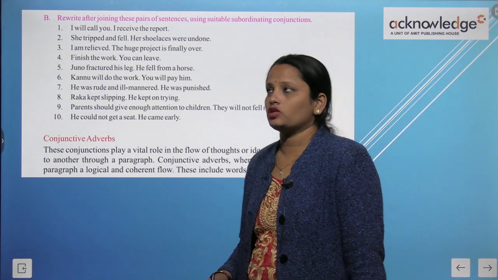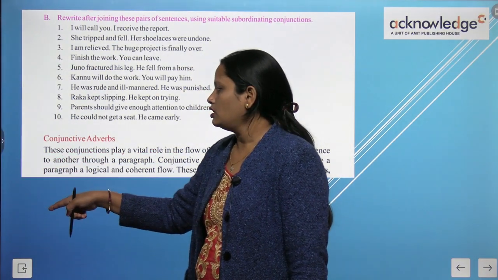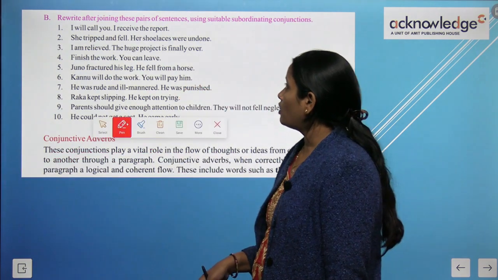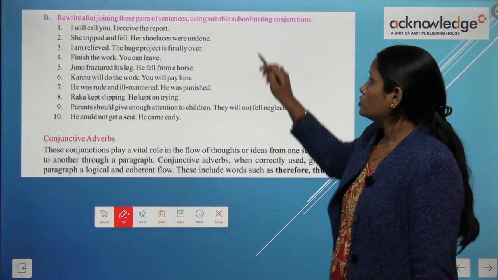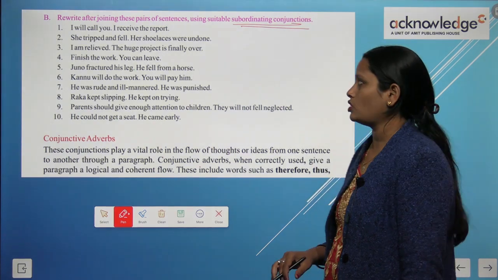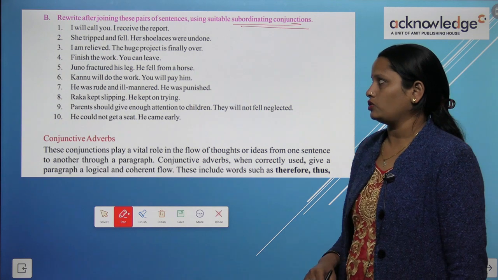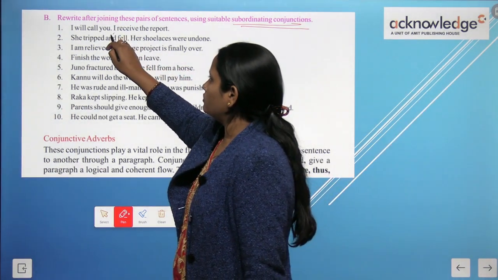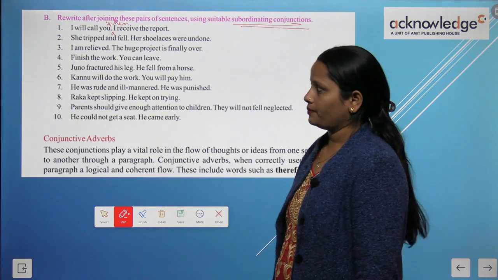Now let's come to the B exercise. Here we have to rewrite after joining the pairs of sentences using a suitable subordinating conjunction. So you have to use subordinating conjunctions and join these sentences. I will call you. I receive the report. So: I will call you when I receive the report. So here, after "you", "when" will come.